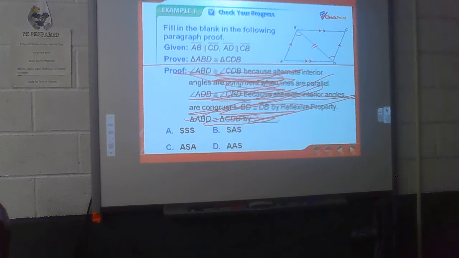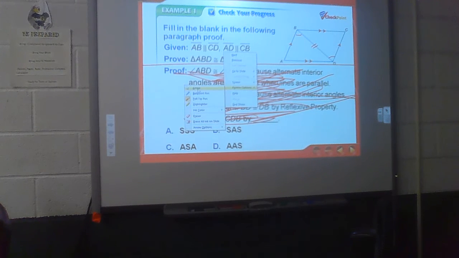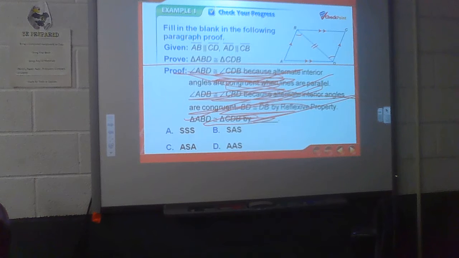So why can I prove that triangle ABD is congruent to triangle CDB? And again, I'm just using the proof in my problem. Why? Because again, I don't want to think as much, and I know that this has to be true. And if they screwed up the order, then it's basically the test's fault or the book's fault. It's not your fault. But why can I say this?